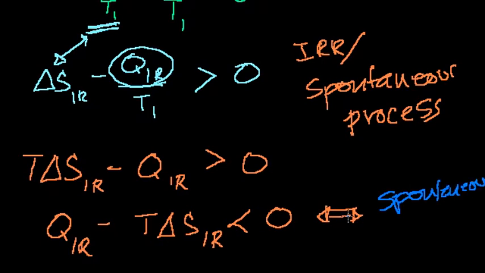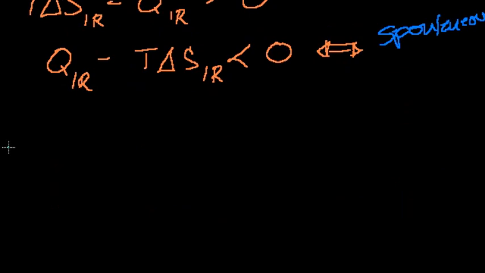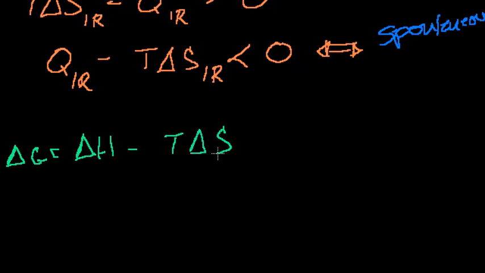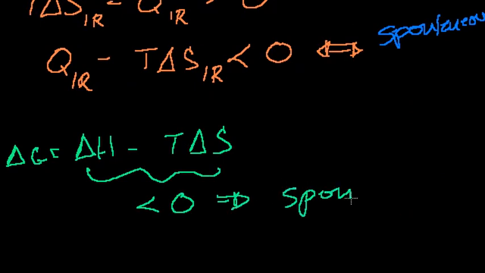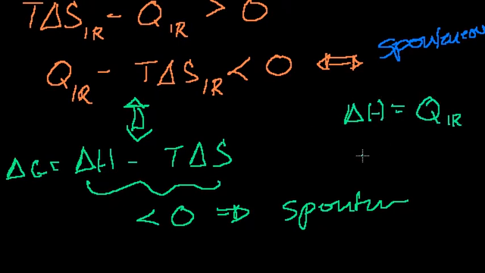At this point, this should look reasonably familiar to you. When we wrote our Gibbs free energy formula, we said change in G is equal to delta H minus T times delta S, and that if this is less than 0, then we have a spontaneous process. These two are equivalent to each other. What's the only difference? Here we wrote heat added to the system; here we wrote change in enthalpy. And I've done 3 or 4 videos where I say that change in enthalpy is equal to the heat added to a system as long as we're dealing with a constant pressure system.